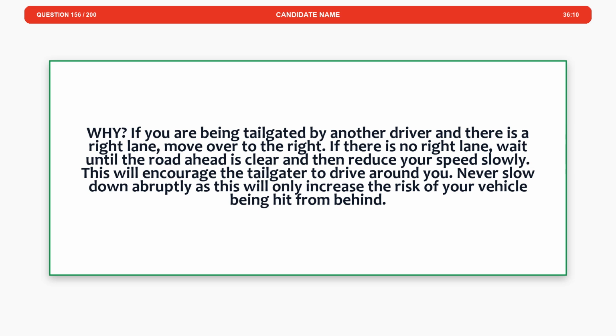Explanation. If you are being tailgated by another driver and there is a right lane, move over to the right. If there is no right lane, wait until the road ahead is clear and then reduce your speed slowly. This will encourage the tailgater to drive around you. Never slow down abruptly as this will only increase the risk of your vehicle being hit from behind.